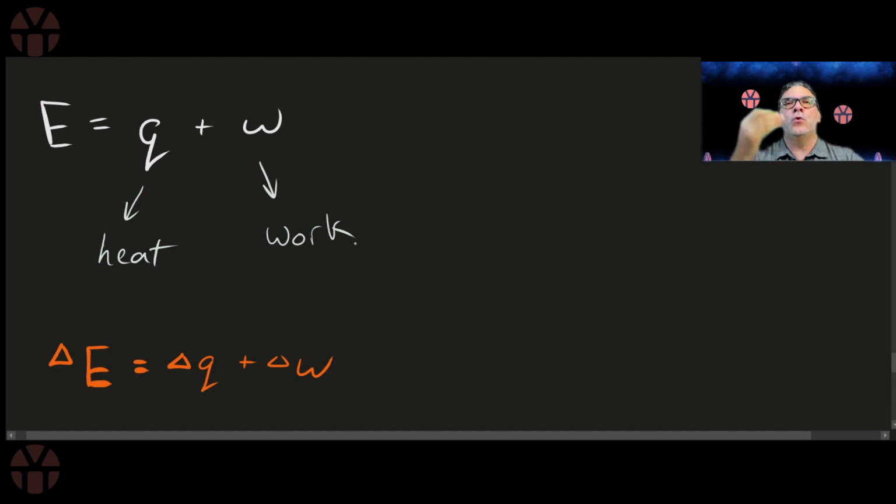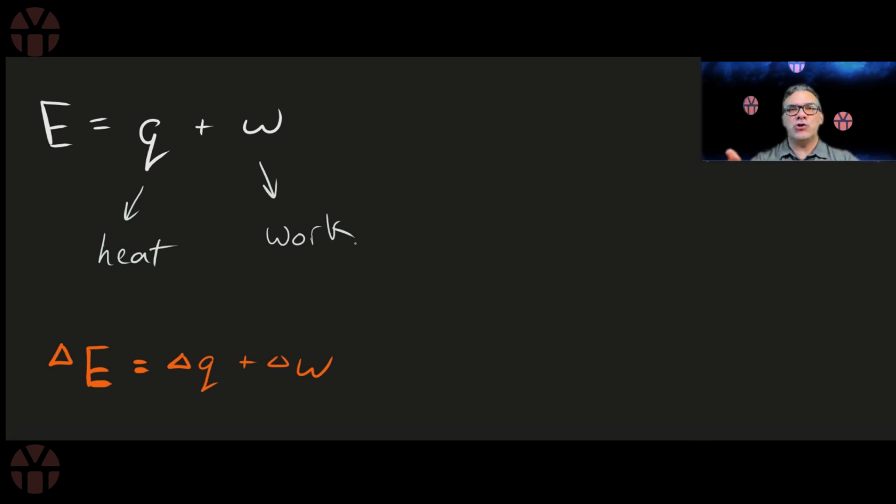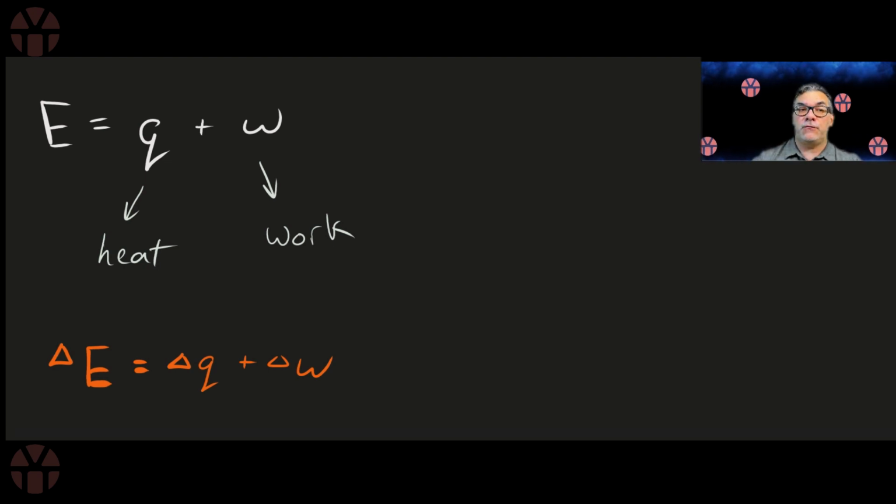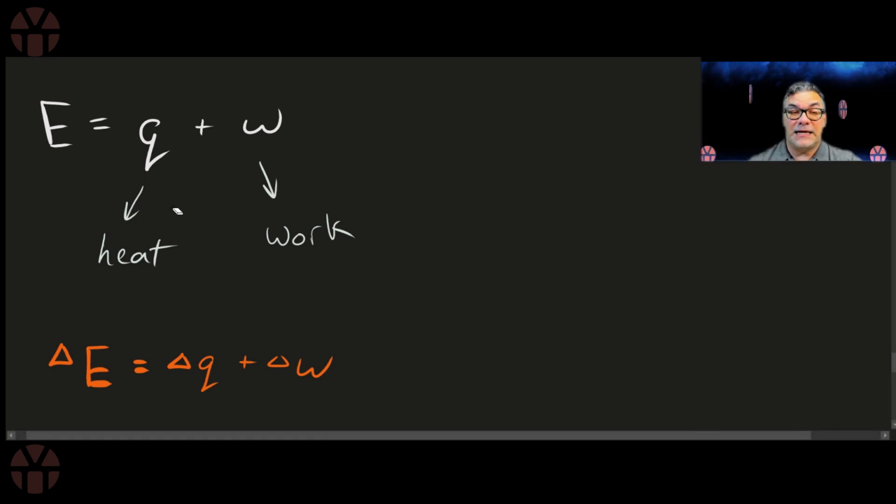There is no direct way to measure internal energy. So instead of measuring an actual value of internal energy, what we typically do is measure changes in internal energy. Instead of writing E equals Q plus W, what you will often see written is delta E equals the change in heat energy plus the change in work. Okay, now we're going to take a few seconds to break that down, because that sounds a little weird.